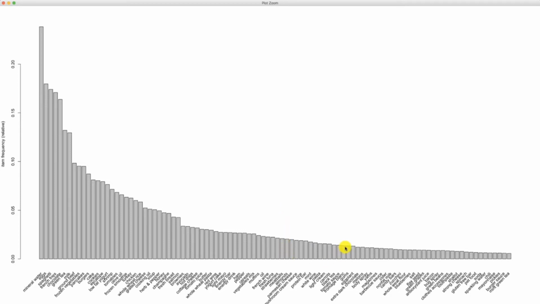So for example, let's say the value here on the y-axis is 0.005, then that means that all the products on the left of this vertical bar will have a support higher than 0.005. And so if we set a minimum support of 0.005, then the rules will only contain the different products of this left side of the vertical bar here. And so now how to choose this support?